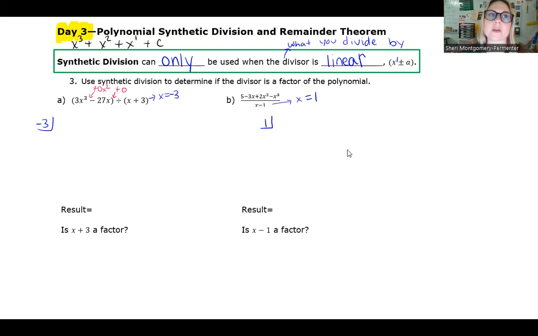So you always start with what x equals. And then all I'm going to do is only write the numbers. I'm going to write that off to the side so that you can have a little bit of notes. Only the numbers. Those are called the coefficients.